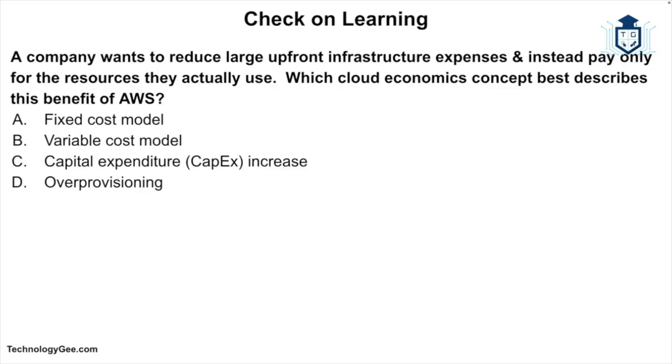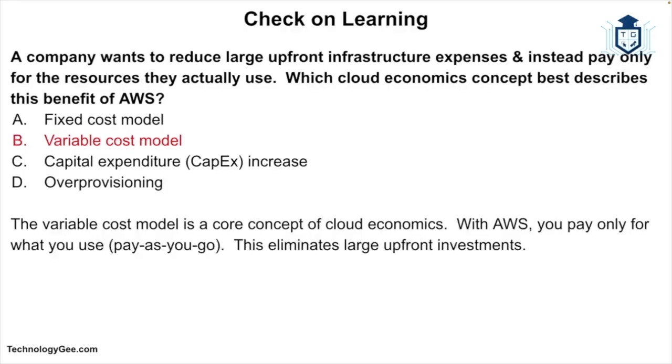So our first question is, a company wants to reduce large upfront infrastructure expenses and instead pay only for the resources they actually use. Which cloud economics concept best describes the benefits of AWS? Is this the fixed cost model, the variable cost model, capital expenditure increase, or over provisioning? And the correct answer is variable cost model. So the variable cost model, this is a core concept of cloud economics. With AWS, you pay only for what you use, known as pay as you go, and this eliminates large upfront investments.